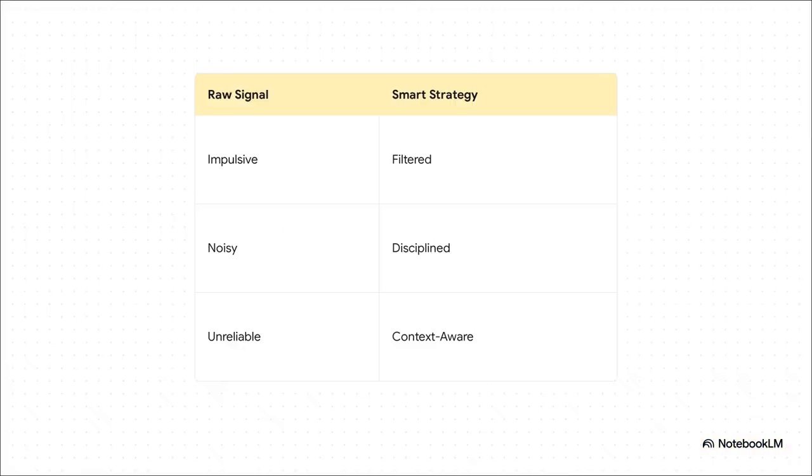This right here really gets to the heart of it. A raw signal is totally impulsive. It's noisy. Why? Because it has no idea what the broader market is doing. Is it trending hard or just bouncing around in a range? It doesn't know. A smart strategy, on the other hand, is filtered. It's disciplined. It is context-aware, and that context is absolutely everything. And we build that awareness using filters. They basically become the brains of the whole operation.